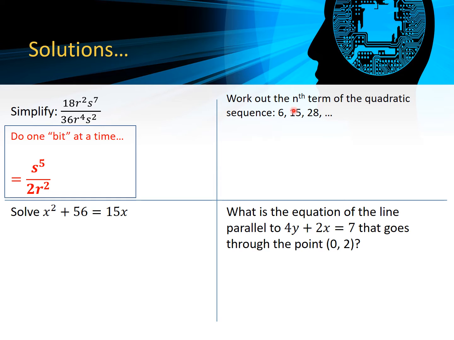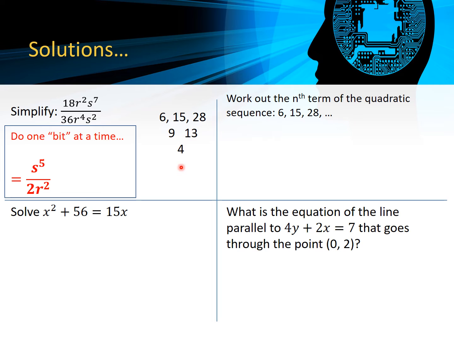Okay, next one. Nth term of a quadratic sequence. It says it in the question, so straight away we know it's going to be quadratic. We're going to have to use a rule. Depending on who's taught you how to do this, we might have different ways of doing it. I like to do it using Brody's method, and that goes as follows. So we go 6, 15, 28. We find our first difference.